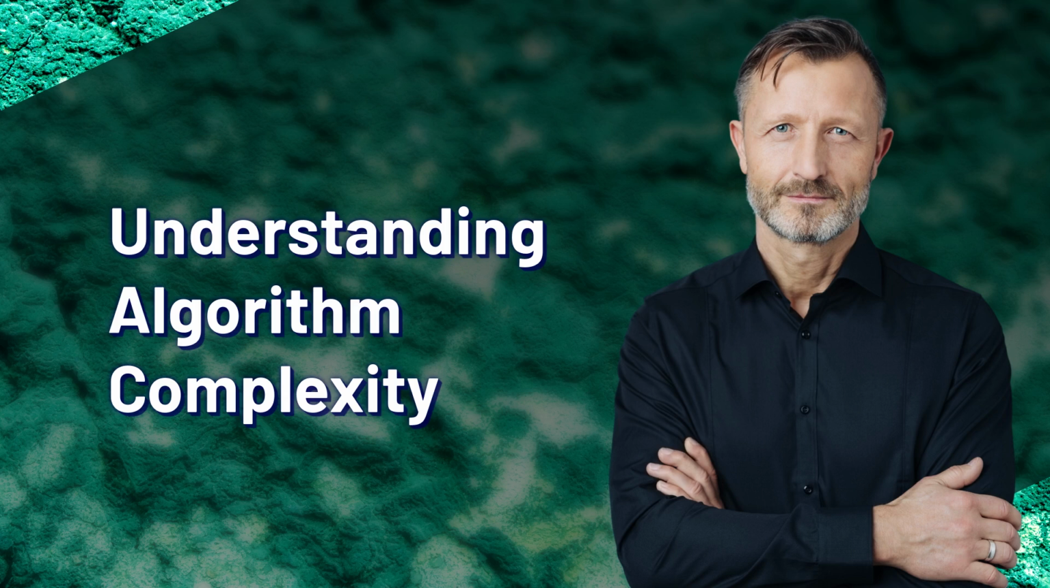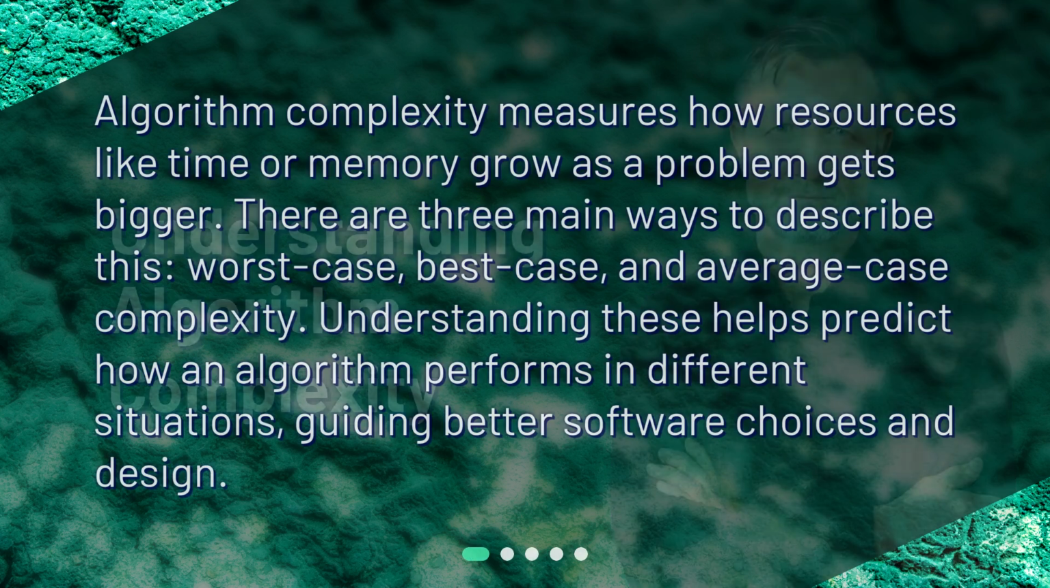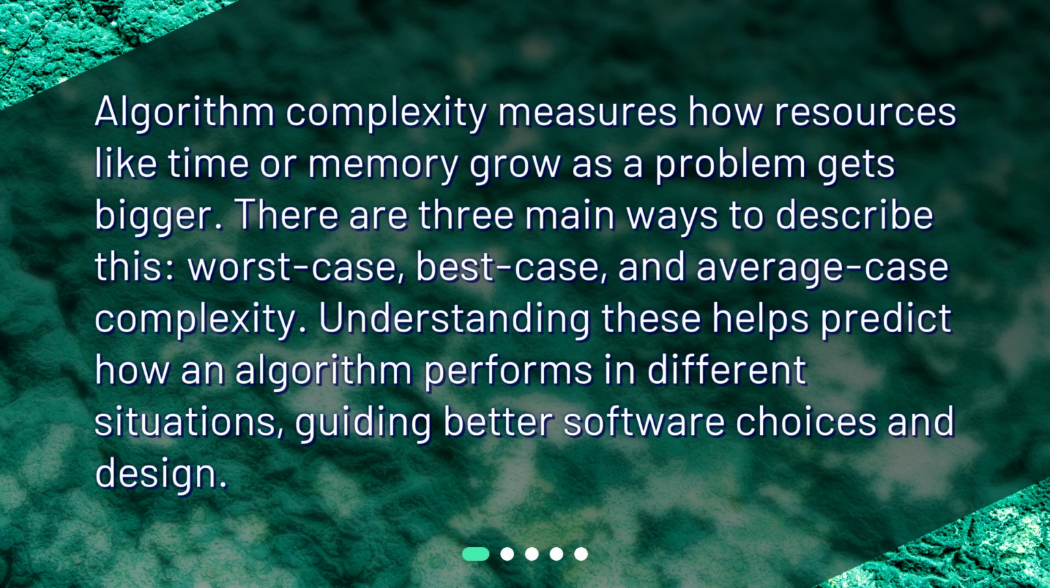Understanding algorithm complexity. Algorithm complexity measures how resources like time or memory grow as a problem gets bigger. There are three main ways to describe this: worst case, best case, and average case complexity. Understanding these helps predict how an algorithm performs in different situations, guiding better software choices and design.